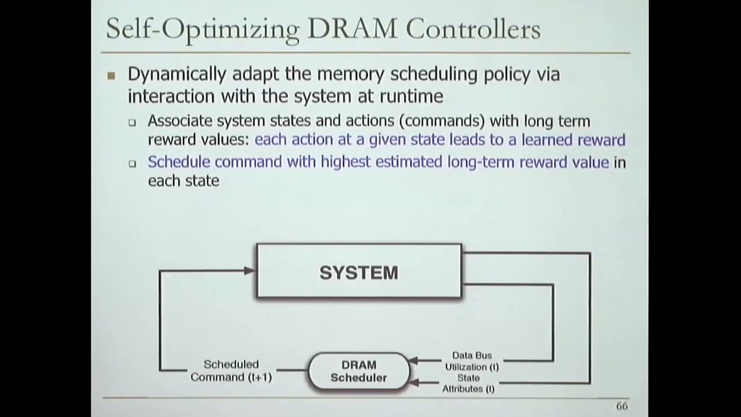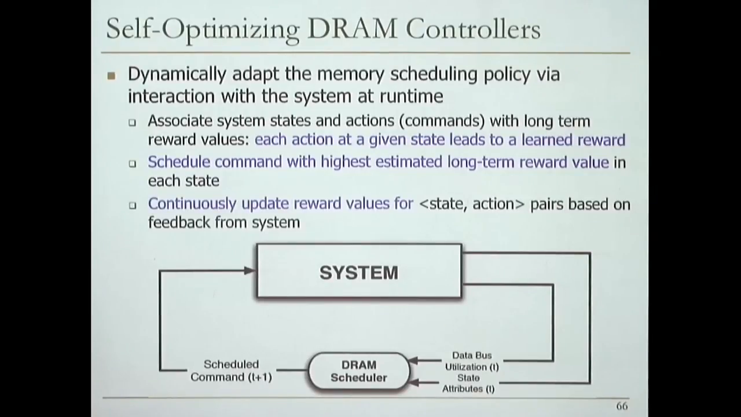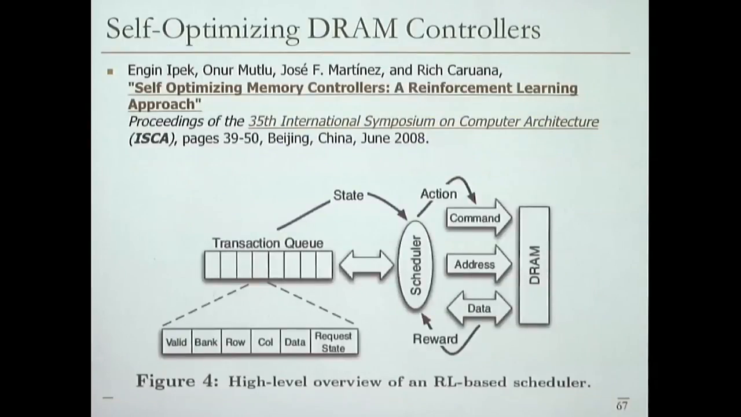There are many different ways of designing that table. But that's the idea. So you basically pick the action in a given state that is expected to maximize the long-term reward value. And you continuously update the reward values for the different state-action pairs based on feedback from the system. And the feedback is really the data bus utilization that you get in this case. Right? And if you want more, you can look at the paper. Actually, I'm going to give you a little bit more.